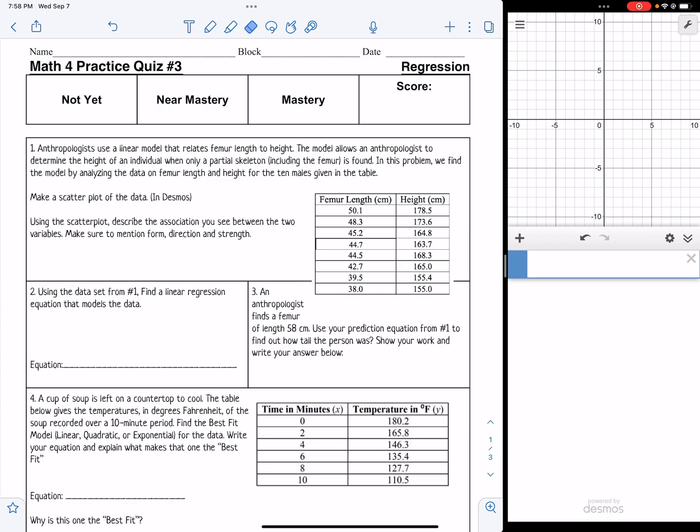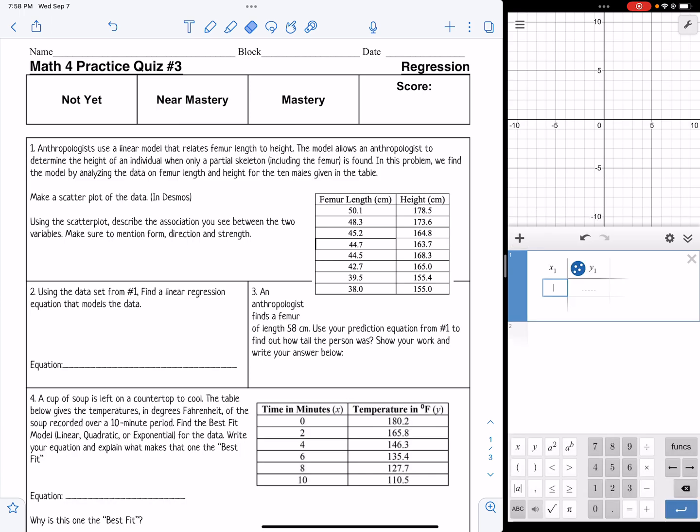It says to make a scatter plot of the data in Desmos, and then using that scatter plot, describe the association you see between the two variables. Make sure to mention the form, direction, and strength. Okay, so I'm going to start by adding a table in Desmos and type in my data. In this part of the process, you just want to be extra careful that you don't miss any numbers, because that could change your answers, of course.